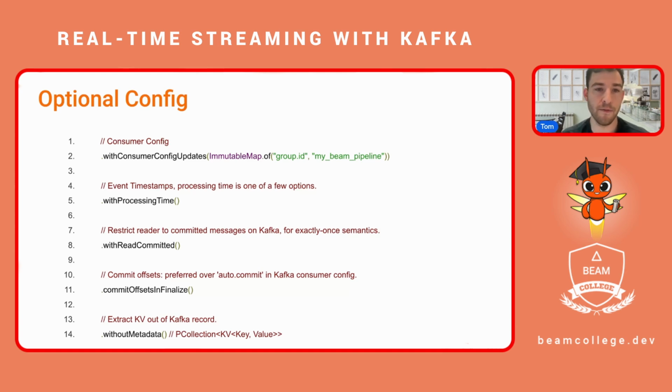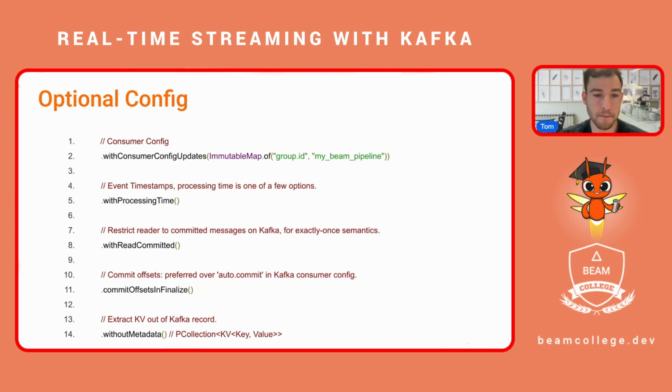We can use several optional configuration settings when reading from Kafka. Any consumer settings can be provided with consumer config updates, such as the consumer group ID. With processing time sets event timestamps. This is just one of several timestamp options available. With read committed restricts the reader to only committed messages, ensuring exactly once semantics. Commit offsets and finalize enables Beam to commit offsets after processing, an alternative to Kafka's auto commit setting, which commits immediately after reading. Finally, without metadata, extracts just the key value pair from the Kafka record, removing its metadata.